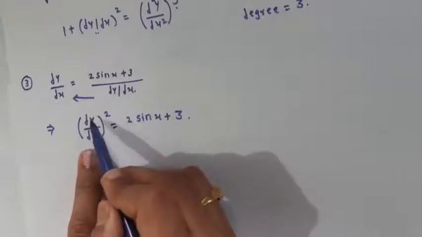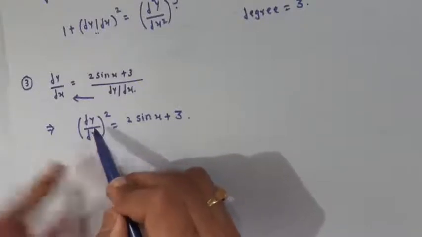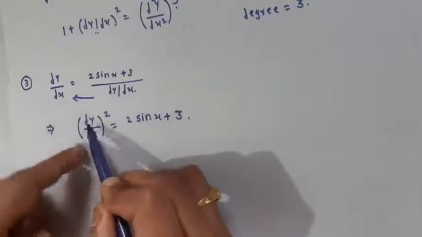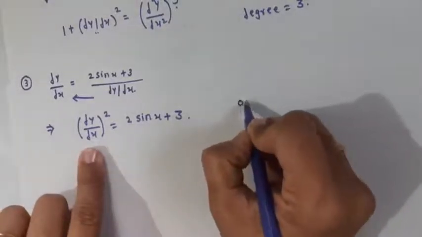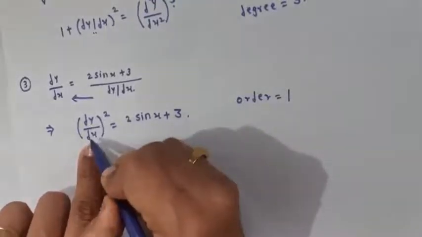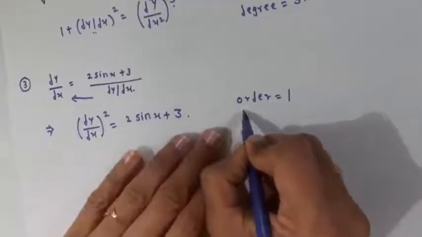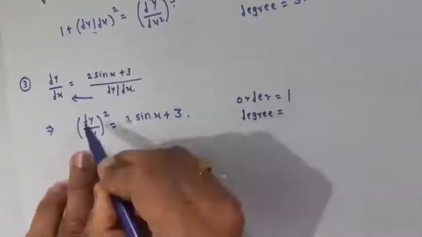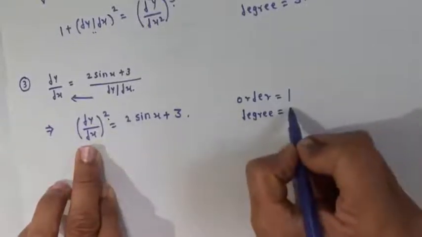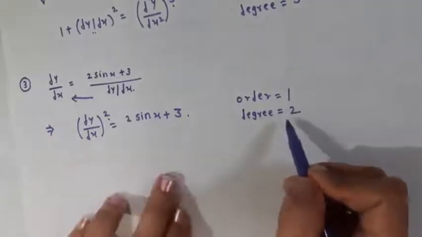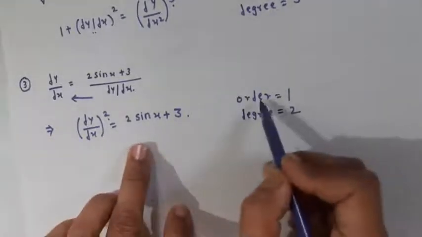Differentiation of y with respect to x is the first order derivative, and this is the highest order derivative. For this differential equation, dy by dx is the highest order, so order of differential equation is 1. And what is the power of highest order? Power of highest order is 2 and therefore its degree is 2. Degree is the power of highest order derivative. And hence this is the order and degree of differential equation.